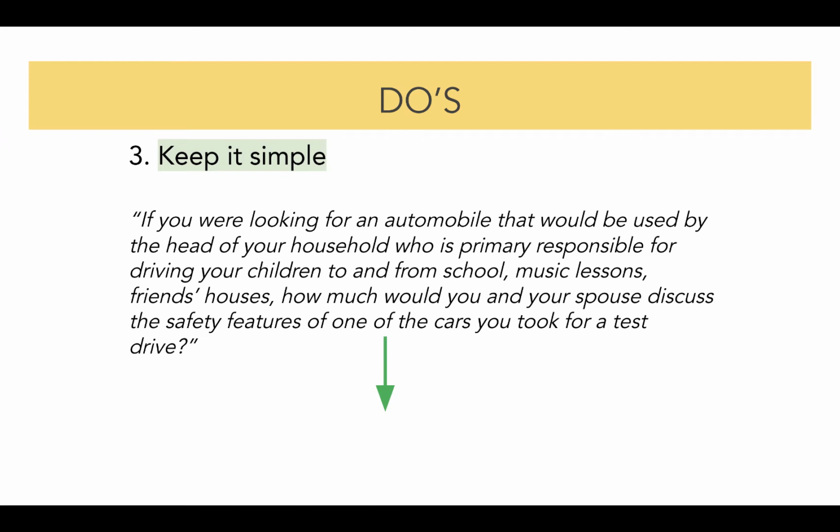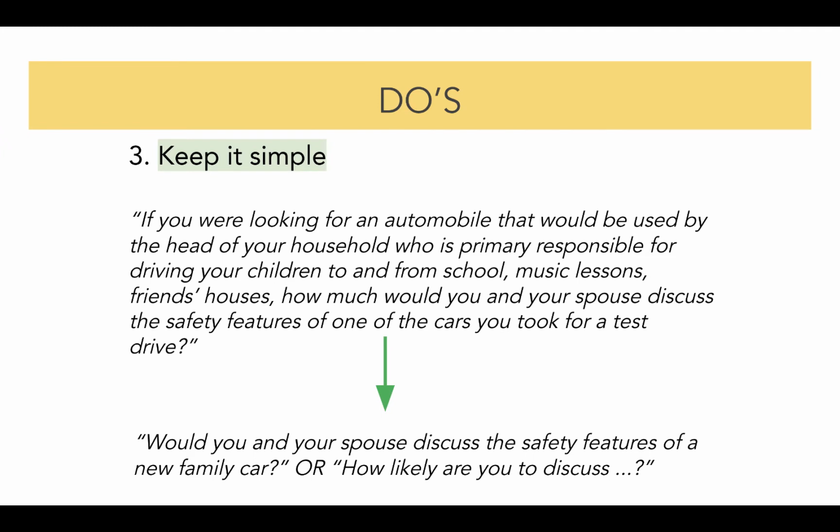Again, that's a beast. You want to simplify it, you want to dumb it down, you want to make it shorter. Maybe something like this. Would you and your spouse discuss the safety features of a new family car, or how likely are you and your spouse to discuss, and so on. So how likely could be measured on a scale from 1 to 5 or 1 to 7, 1 being very unlikely, 5 or 7 being very likely.